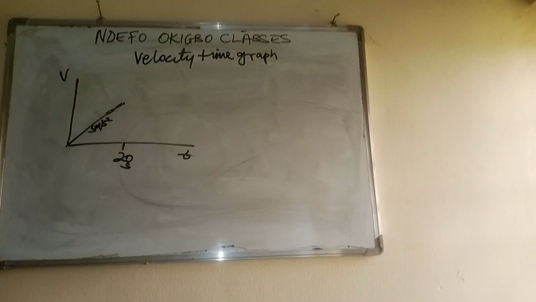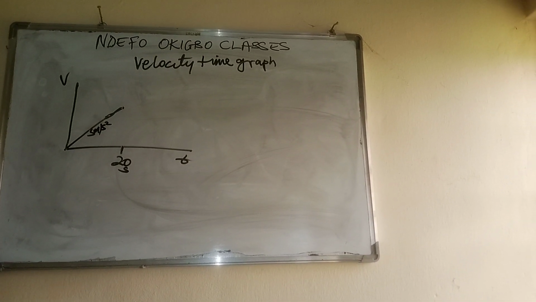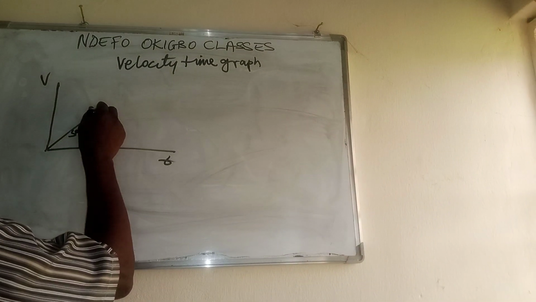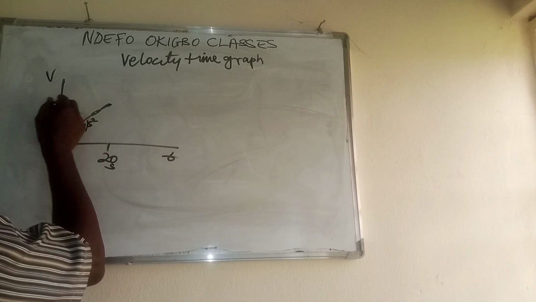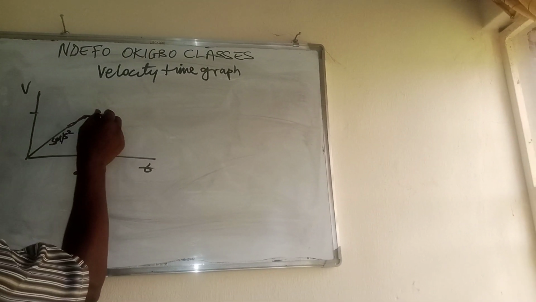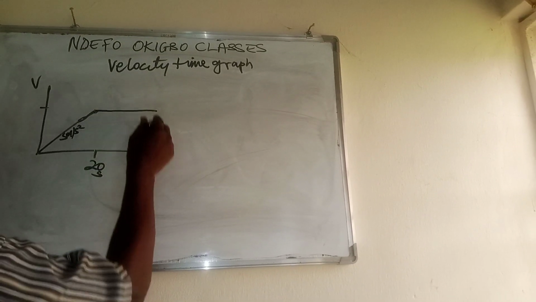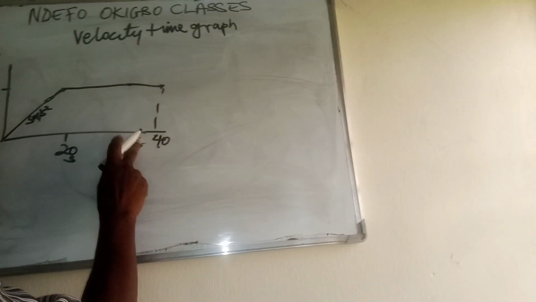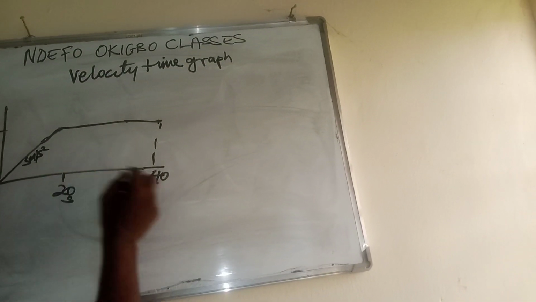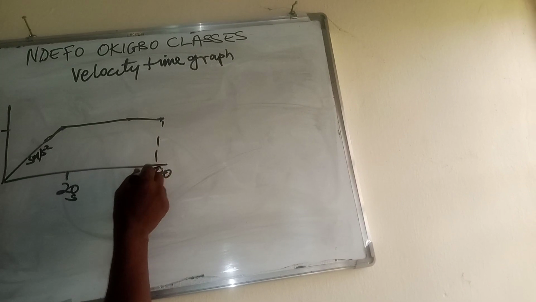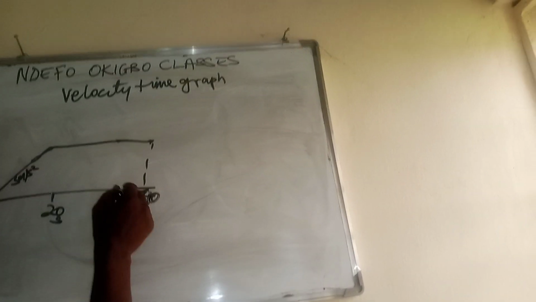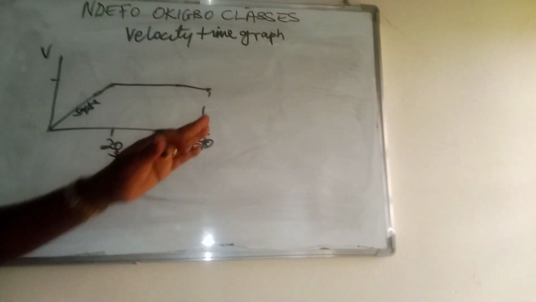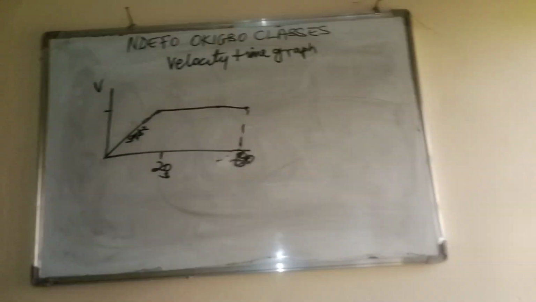According to the question, it then traveled at the velocity reached for 40 seconds. So it traveled at this velocity. We are not told the velocity, we will get it. It traveled for 40 seconds, that's about here. That is 20 plus 40, that is 60 here. This will be 60. From 20, it started traveling at that velocity for 40 seconds.